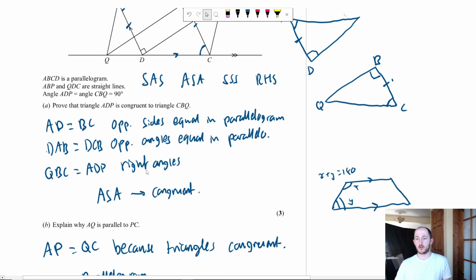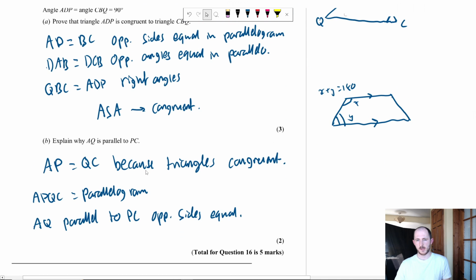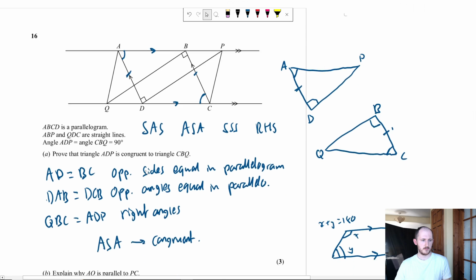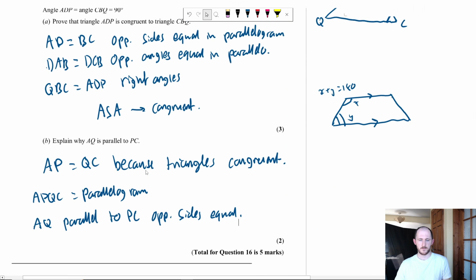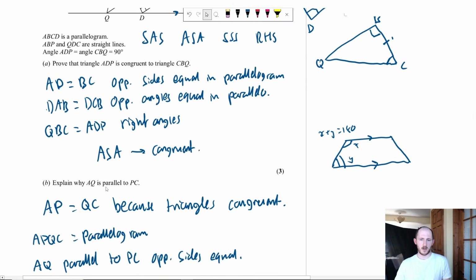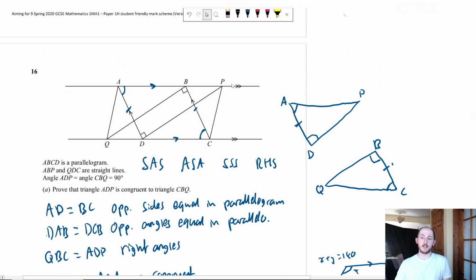Could you also explain using corresponding angles? For part B. No questions, yeah. Oh, as in show that the angles are the same, and therefore it has to be a parallelogram? Yeah, you could do that.